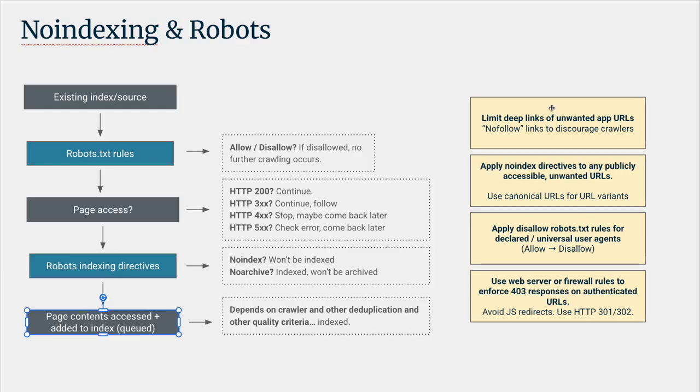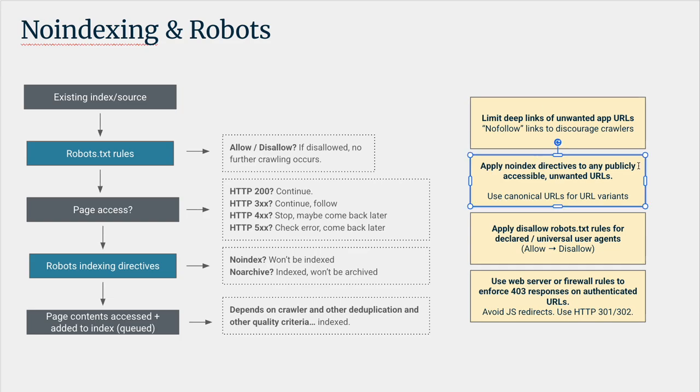So on the other side here are basically solutions to help you through this, right? In general, whenever you can, limit the deep links of unwanted app URLs to discourage the crawlers. If you have internal links to deep links across your website, let's just assume like a help center, append nofollow on those links as an attribute. It's only a suggestion. It's barely even a best practice, to be honest. But it's a suggestion to encourage crawlers to limit attempting to crawl. But of course they may.